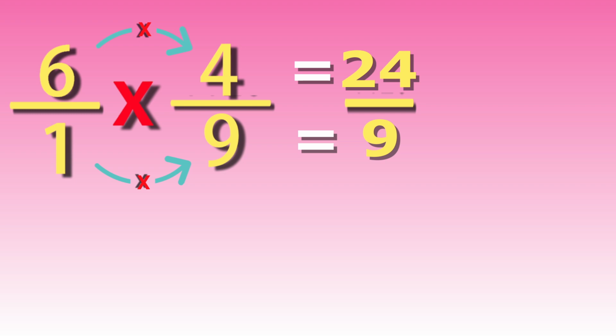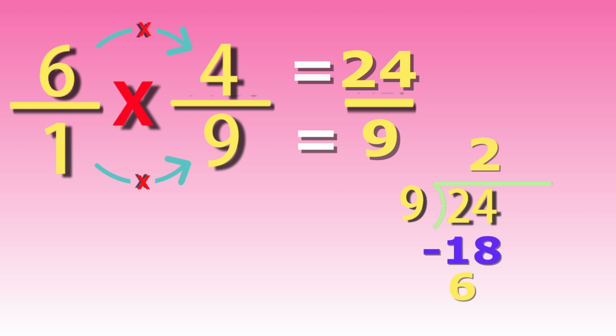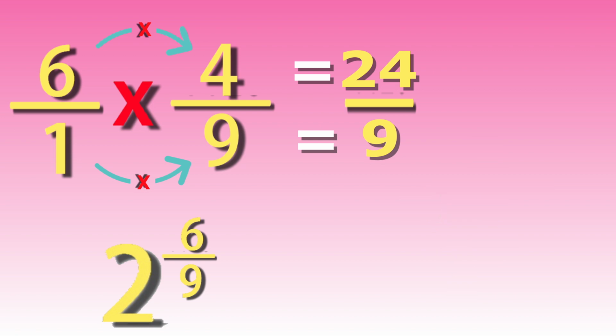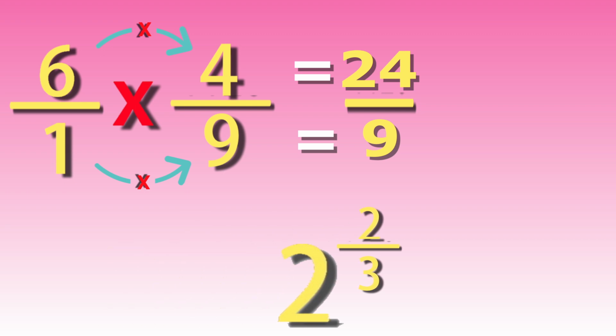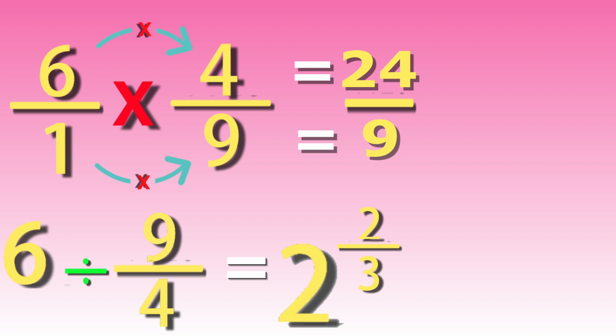This is an improper fraction, so we can deal with it as a division problem. 9 goes into 24 twice, 9 times 2 equals 18, and that leaves a remainder of 6. So we can rewrite 24 over 9 as 2 and 6 over 9. The fraction part can be simplified by dividing by the highest common factor of 6 and 9, which is 3. So dividing top and bottom by 3 makes the fraction 2 over 3. Now adding that to the whole number, we get the mixed number 2 and 2 over 3. Therefore 6 divided by 9 over 4 equals 2 and 2 over 3.